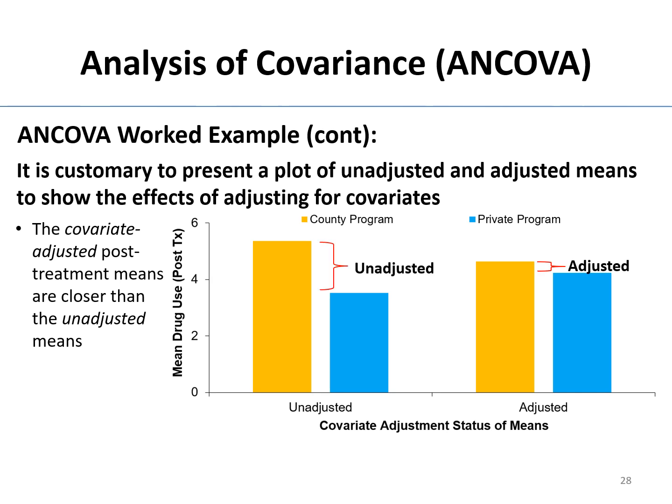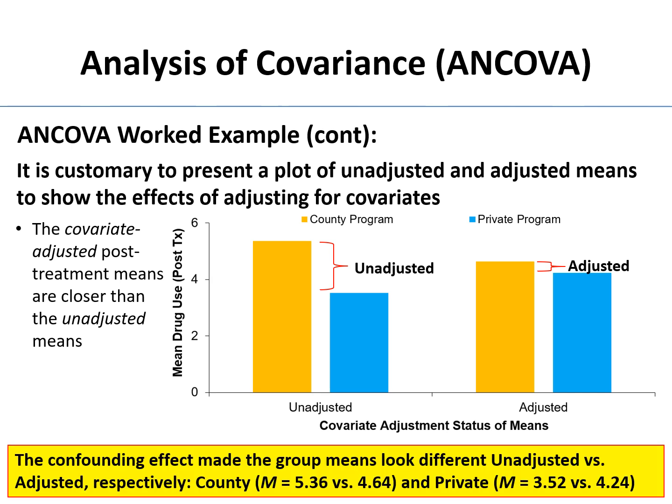And that just sort of visually shows you big difference, little difference after adjusting. So what's going on here? Well, the confounding by the fact that the more hardcore users go to county was making the groups look different on their post-treatment drug use, when really it was confounding by the fact that you've got more hardcore users going to county than fancy private programs. And I show you the different sets of means down there at the bottom.